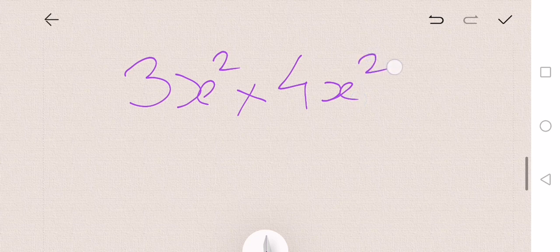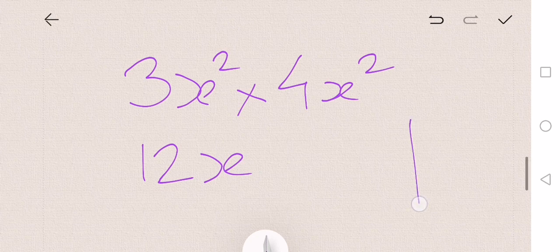Let's say 3x squared times 4x squared. So what do you do? You do 3 times 4 is 12. Then x, this is 2. So at the top of them is 2, like this 2 and this 2. You need to add them together. So 2 plus 2 is 4. So it should be that. Okay. So now let's do one more.